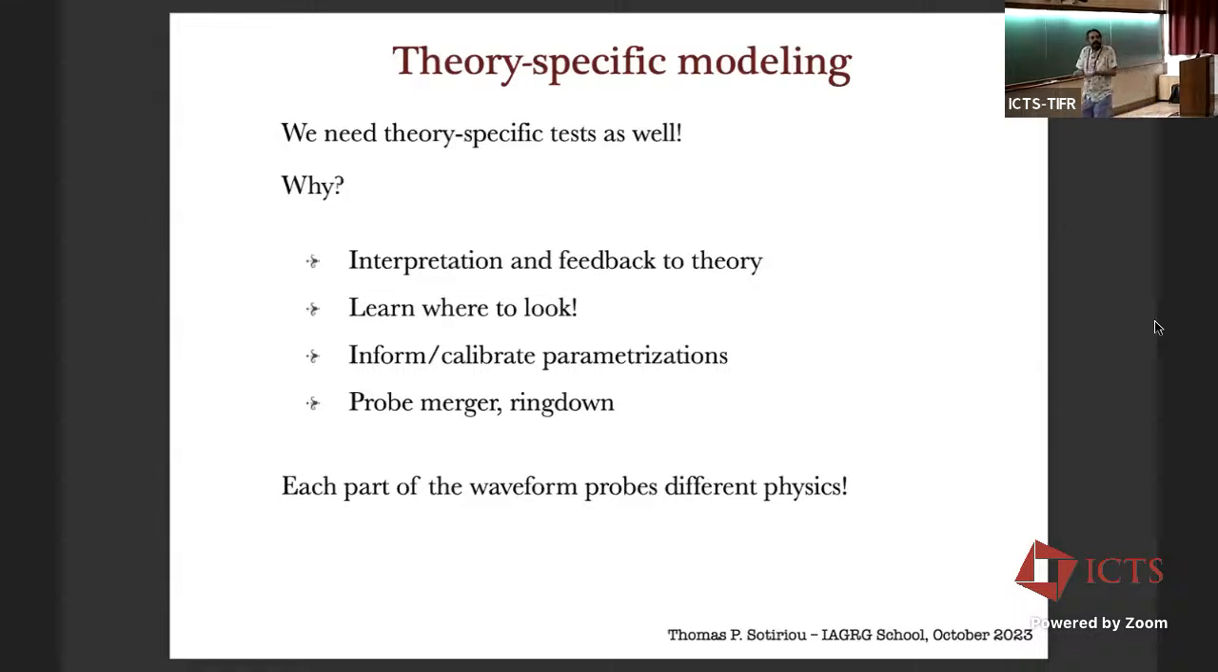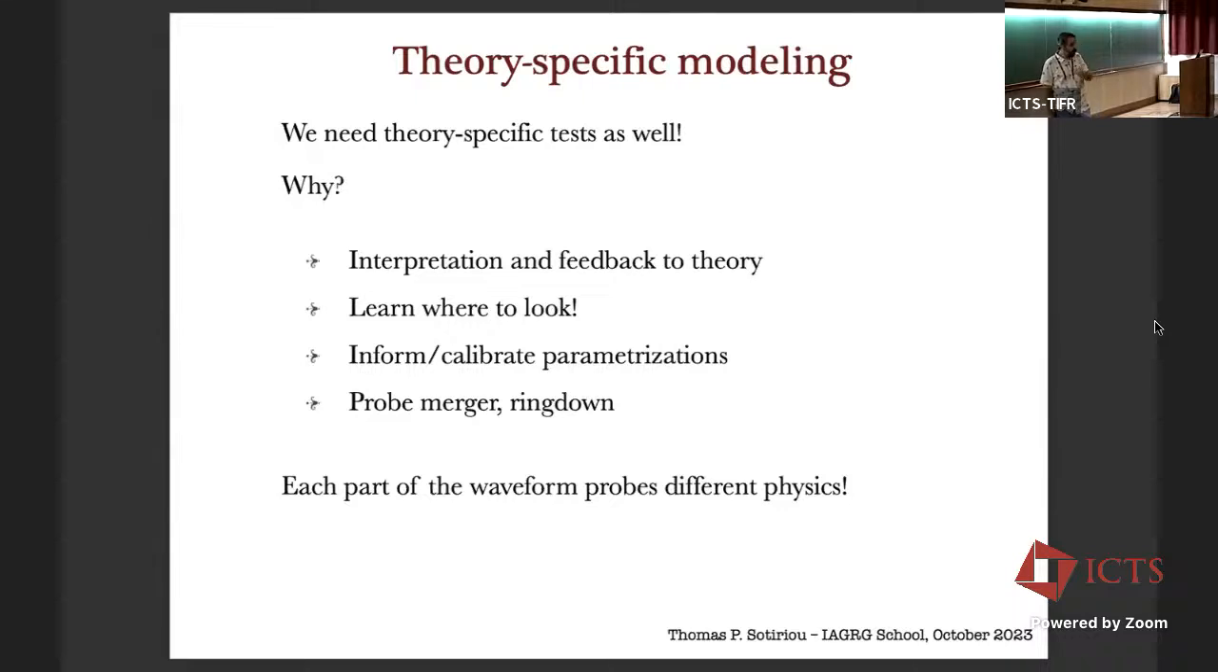For instance, if I have an example of a theory that does something, like the scalarization I gave you, then you say, oh, actually, that's interesting. We could look for it in the data. If I've never found an example of a theory, I might never have thought that this might happen, right? Also, you could calibrate or inform your parameterizations, which, again, scalarization is a good example of that.